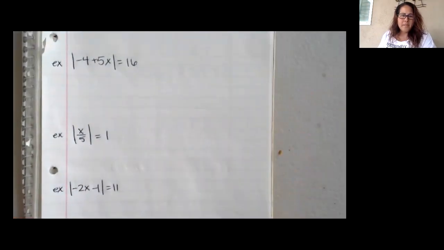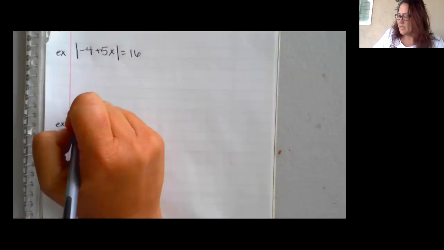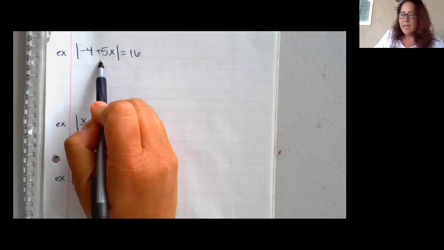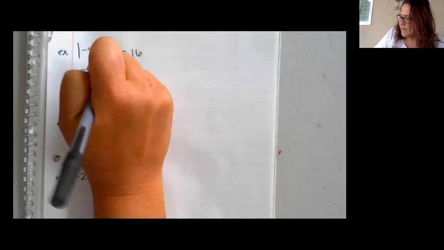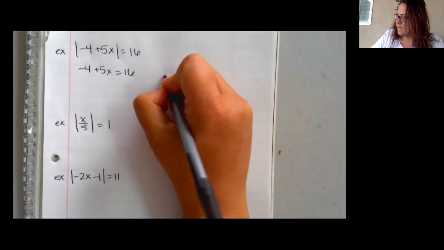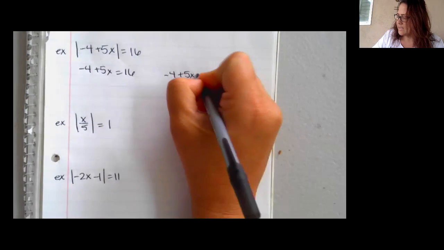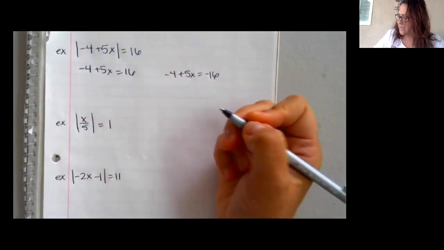Try a couple problems here. Okay. Easy, one-step equations. The absolute value is isolated. Set up your two equations. -4 plus 5x equals 16. Second equation, -4 plus 5x equals -16. And then solve your equations.